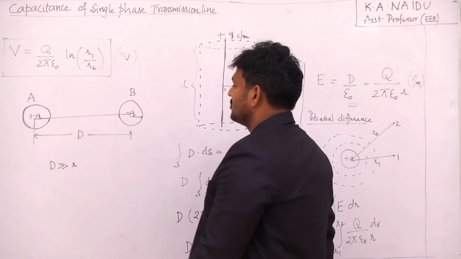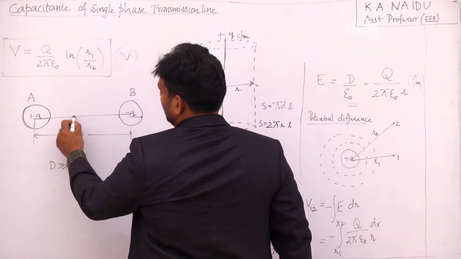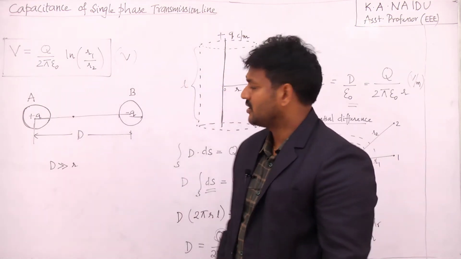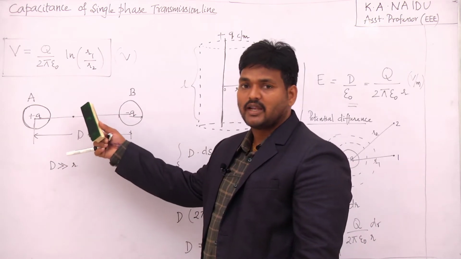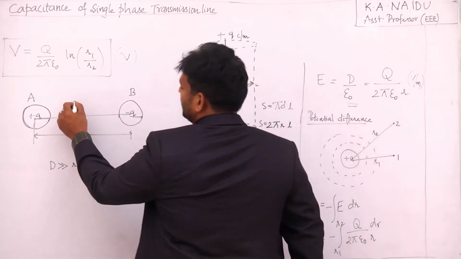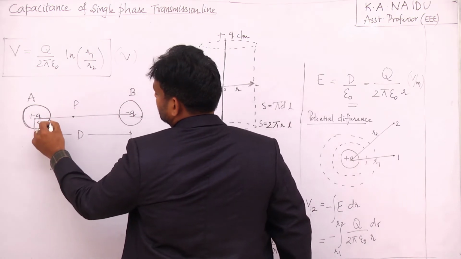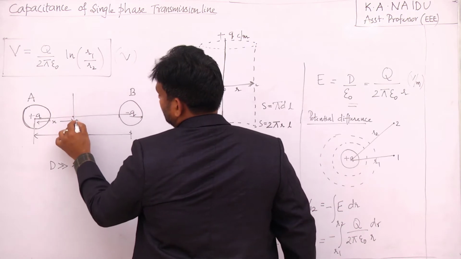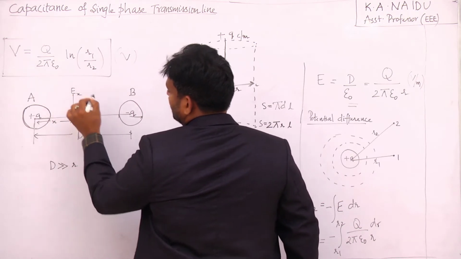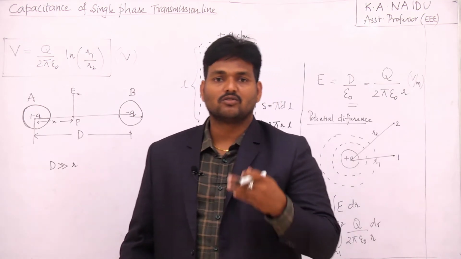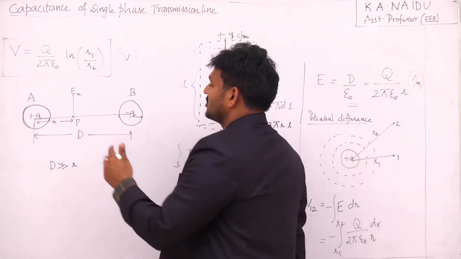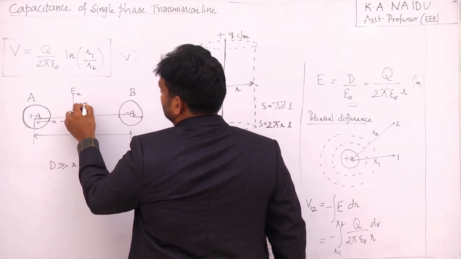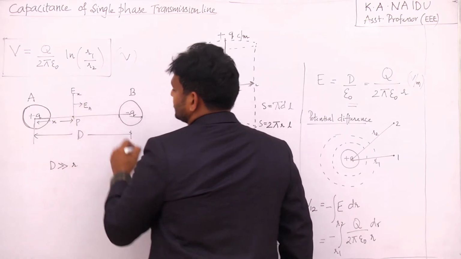Now we have to find out the capacitance of this transmission line. Further, we need to find out the electric field intensity at any point P which is at a distance x from the conductor. The electric field intensity is Ex. The direction of electric field will be radially outwards for a positive charge or for a positive conductor. So here the direction of electric field is in this direction. You can call it as Ea.